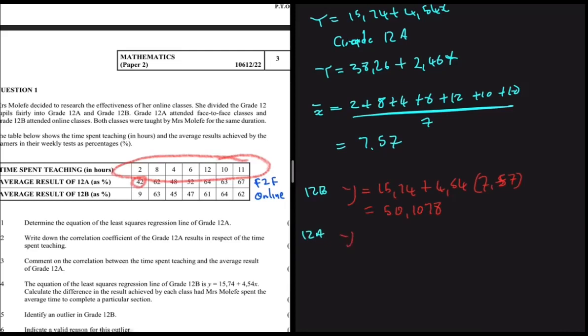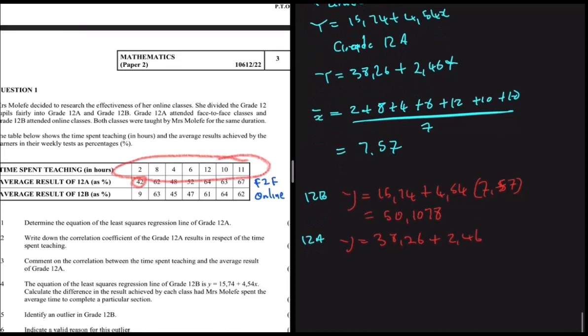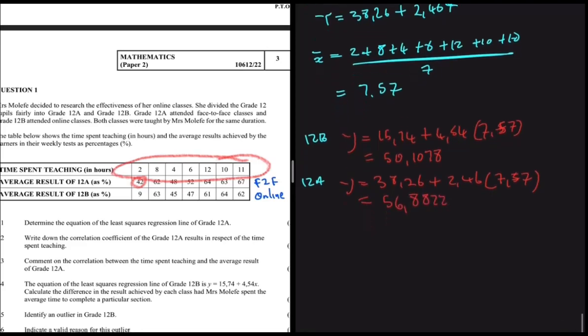Then let's go to 12A. For 12A, we have y equals 38.26 plus 2.46 multiplied by x. X is our average, that will be 7.57. Let me just put that in my calculator, and here I'm getting 56.8822.